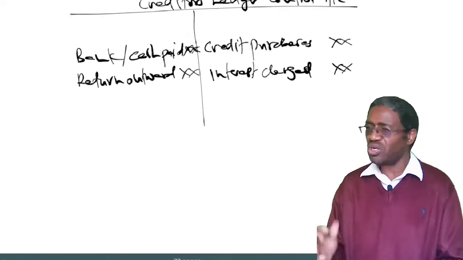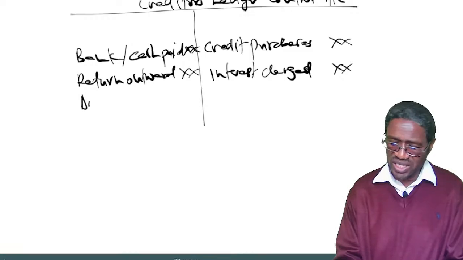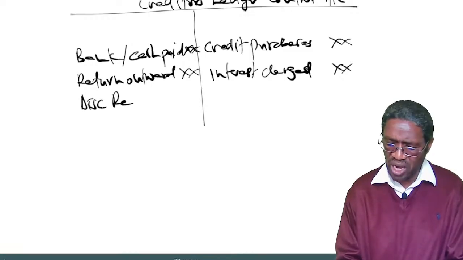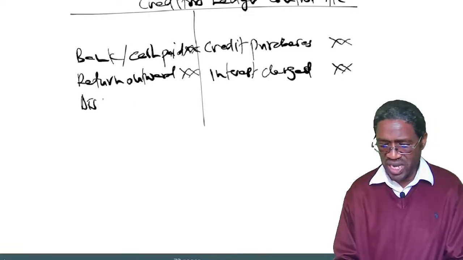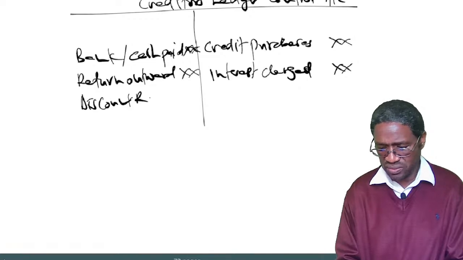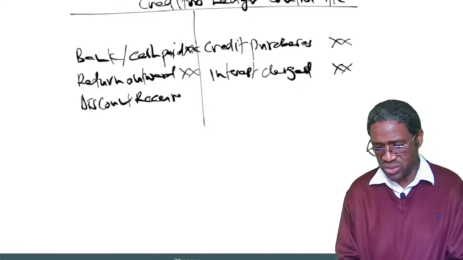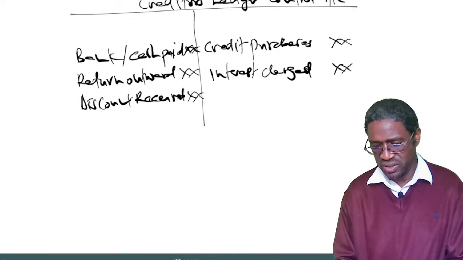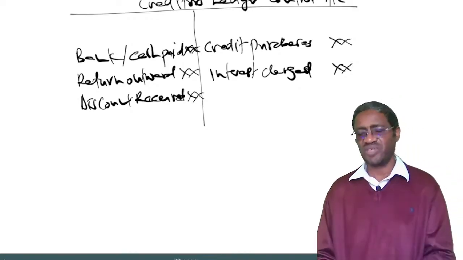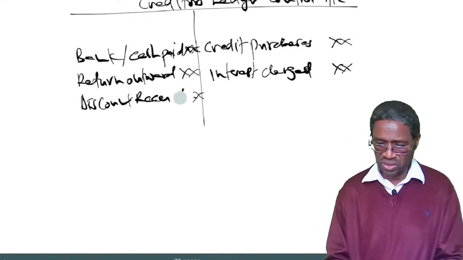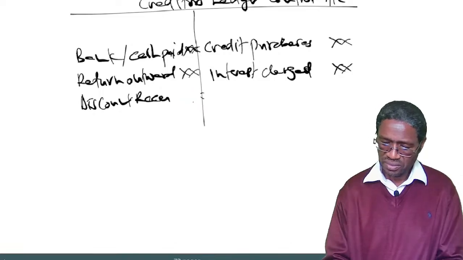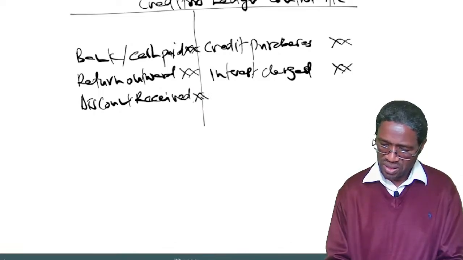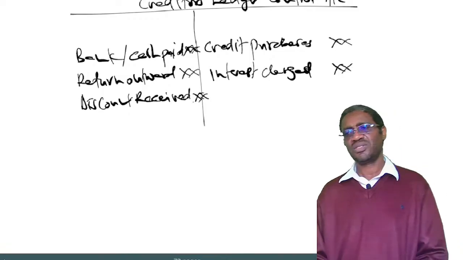So in the control account, the same: if there is any discount we are receiving from our creditors, that discount received should be debited. Any discount received from creditors. Good. Good. Now, another one.